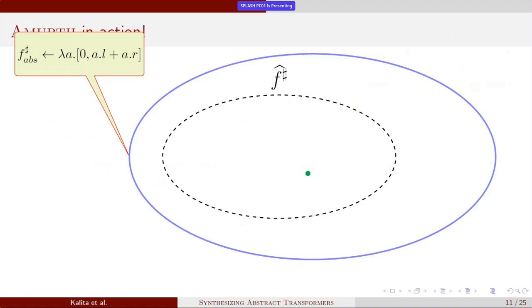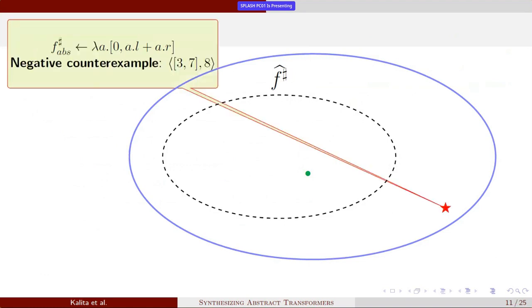And now it's from 0 to the summation of both limits. Okay. Then we find a negative counterexample. Now you see in the example, the range is 3 to 7 and C prime is 8. So we know there is no way we can get 8 from any value from 3 to 7. But for the given transformer, 0 to the sum, it will be 0 to 10. So 8 comes in, but actually it shouldn't. So it's a negative example.